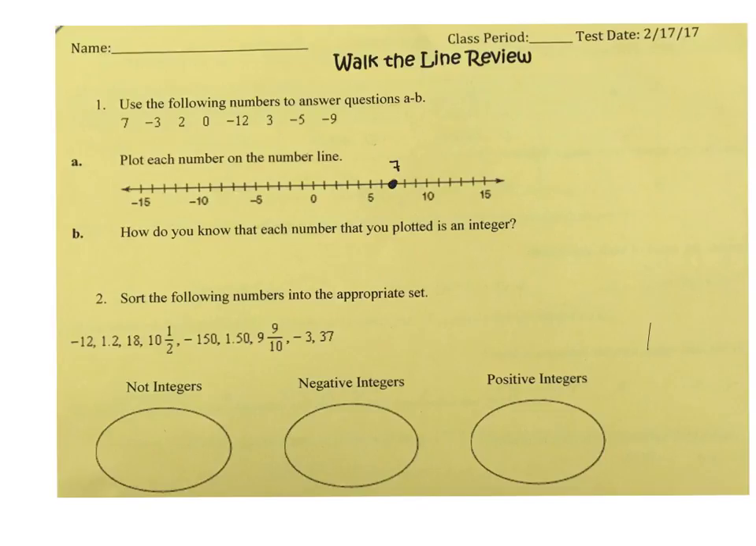Then we have -3, which is going to be 3 to the right of 0. So -3. Then we have 2, 0, it's kind of already plotted for us, -12. It's going to be 2 to the left of -10. Then we have a +3. We have a -5. And we also have -9, which is going to be 1 to the right of -10.